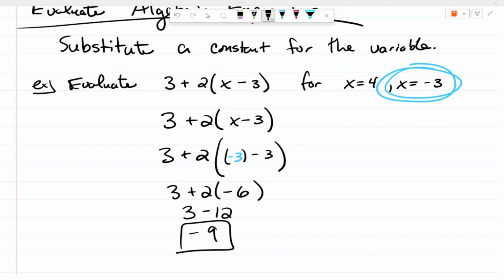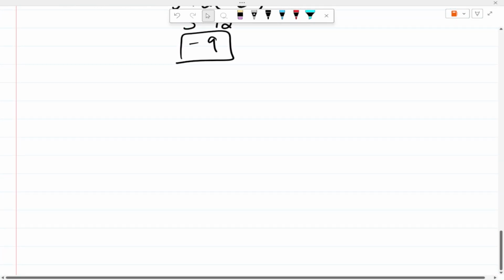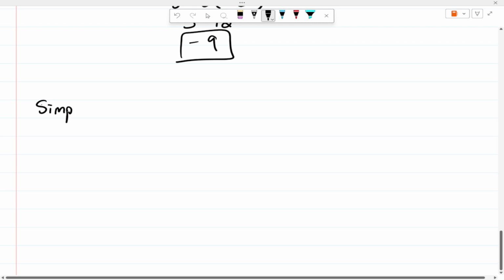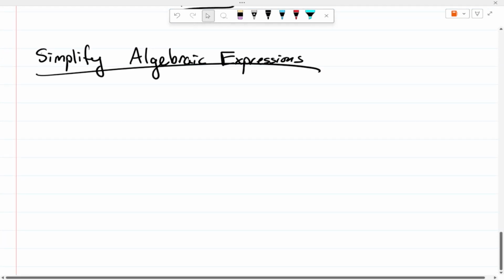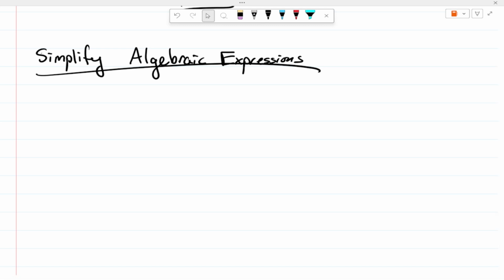Now, another thing that we can do with algebraic expressions is to simplify them. So, simplify algebraic expressions. Now, to do this, we need some tools. And those tools are listed here. I'm going to pause the video, write them out, and then I'll unpause the video and you'll see them all and I'll provide examples.